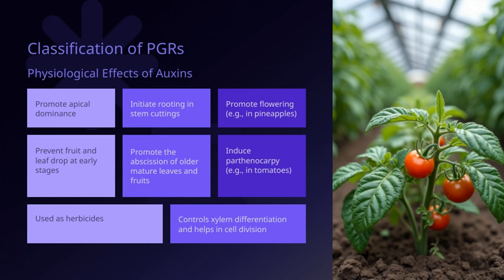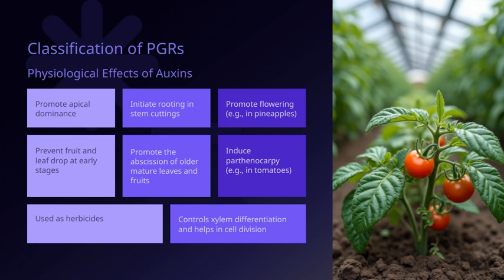They also promote abscission, meaning they help the plant shed older, mature leaves and fruits when it's time to do so, aiding in plant health and harvest management. Another important role is in initiating rooting in stem cuttings, making propagation easier for growers. Auxins can also prevent premature fruit and leaf drop during early stages, helping plants retain their valuable parts longer. They even promote apical dominance, which is the growth of the main shoot over side branches, shaping the plant's overall form. All these effects highlight how versatile auxins are in plant physiology and agriculture.